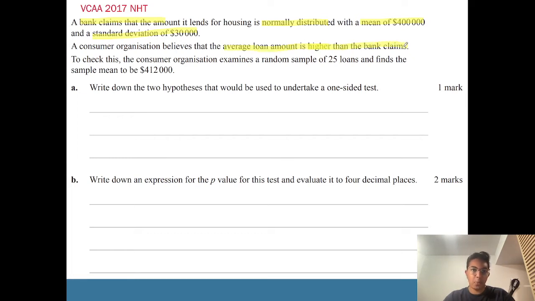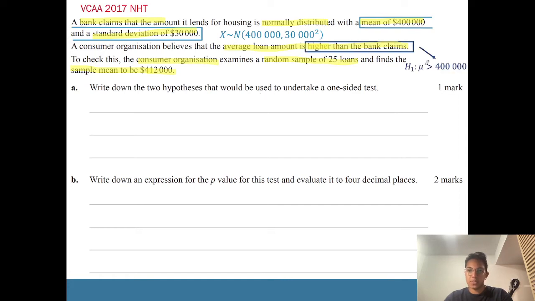All right, so this is a one-tailed test. To check this, the consumer organization takes a random sample of 25 loans. So this is our n value, and it finds our sample mean, lowercase x bar, to be 412. Okay, so this is what's just been done. It's basically boxing everything that we've just boxed. So this is the direction of the test. So this is our H1.